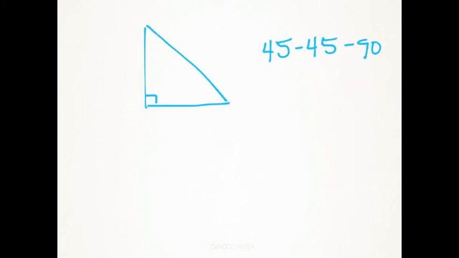The other special right triangle I wanted to discuss is the 45, 45, 90 degree triangle. 45 degrees here, 45 degrees there, and there's our 90 degree. The rule for this one is even simpler than the 30, 60, 90 degree triangle. For 45, 45, 90, A equals B.